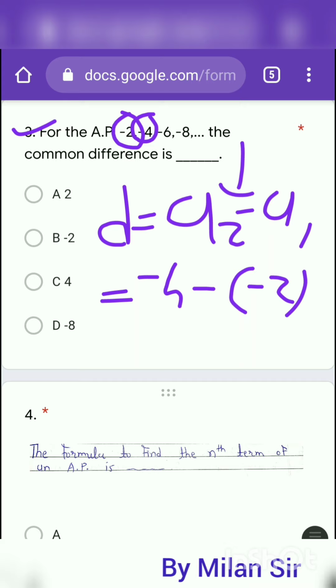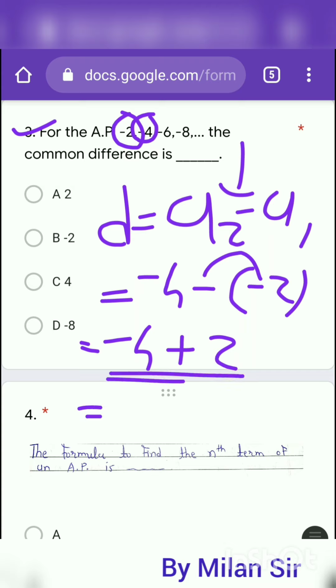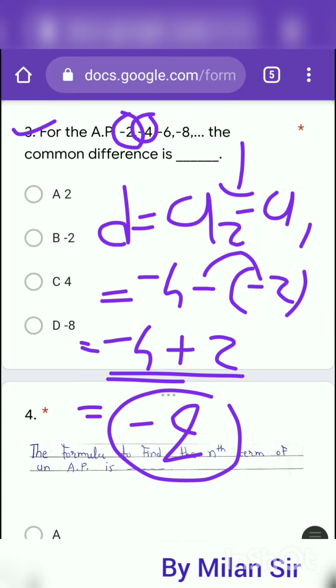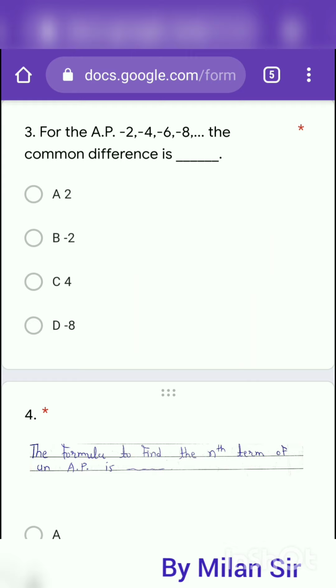Now here minus 4 minus minus 2 becomes minus 4 plus 2. Plus and minus gives minus, so 4 minus 2 is 2, and the bigger number 4 has a negative sign, so here our answer is minus 2. So option B is correct, minus 2.